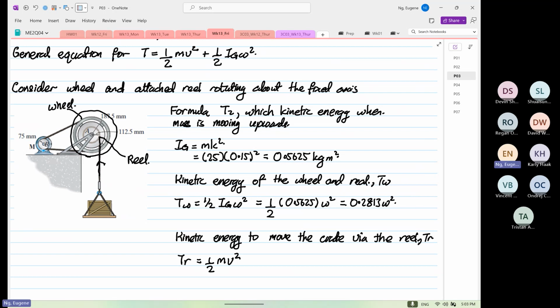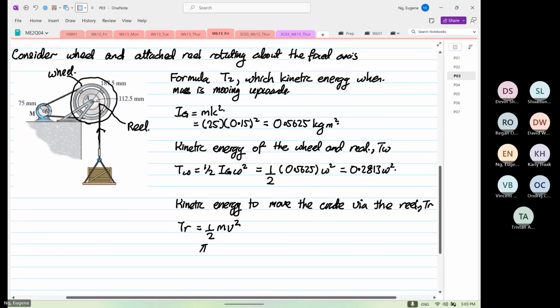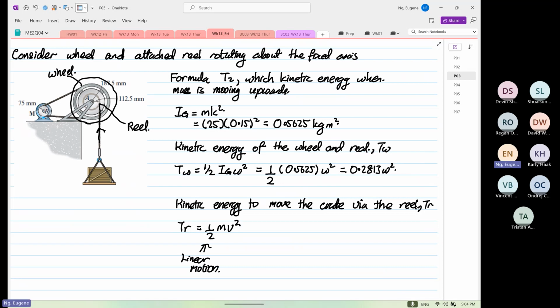The mass moment of inertia is the energy required to rotate the what? The wheel. But also it's attached to a reel. The reel is attached to a crate, and that's lifting up a mass of 10 kilograms. So you have to be really, really careful down here, okay? So we know for this formula that we use, this is for what? Linear motion, right? For this case, this is due to what? Rotation.